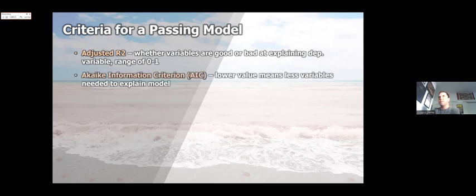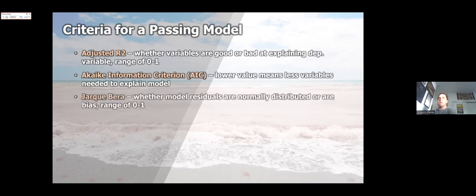Akaike information criterion, or AIC, you want overall the lowest value, because that means you need the least amount of variables to explain each model. Jarque-Bera tells whether the residuals, the predicted versus the observed values, are normally distributed or are biased. And again, that uses a range of 0 to 1, 1 being the better value.